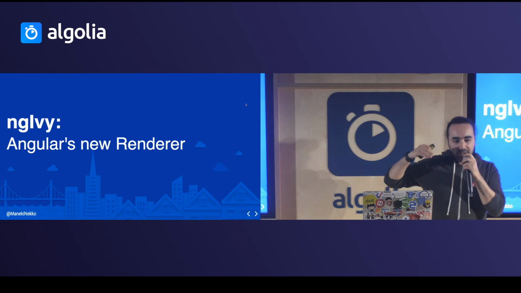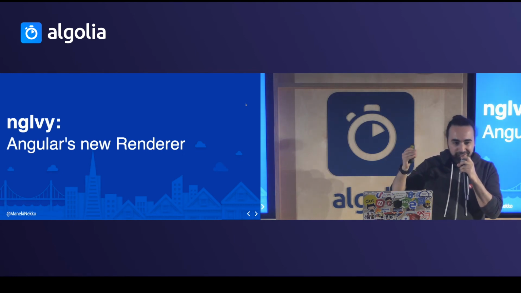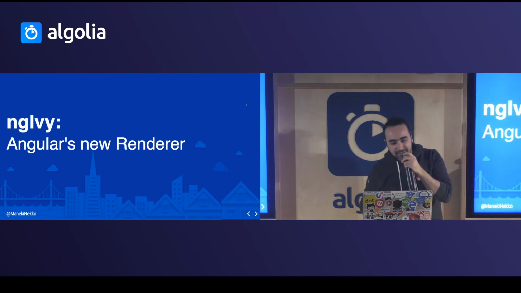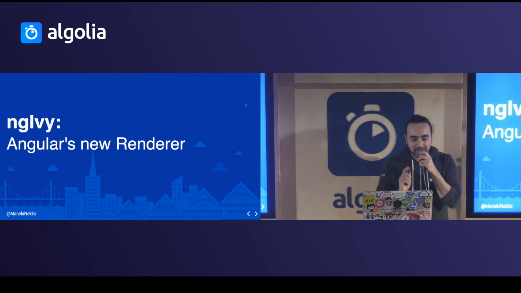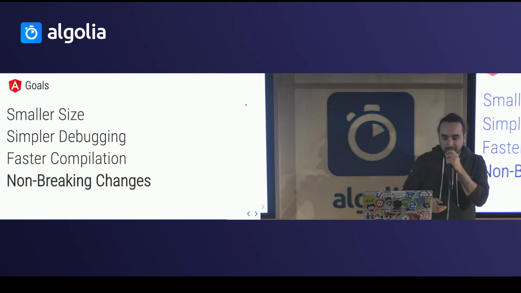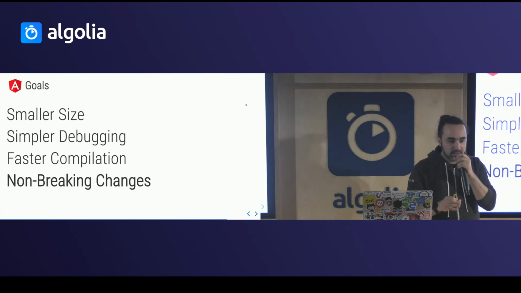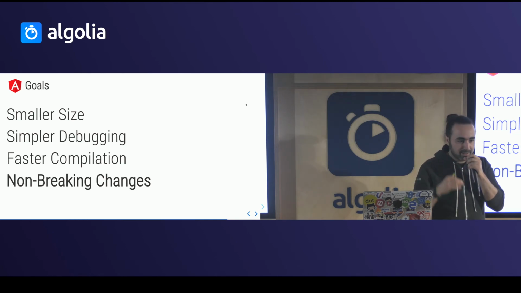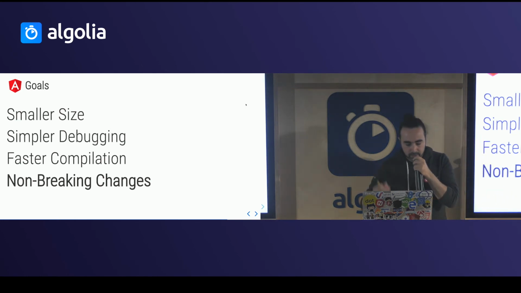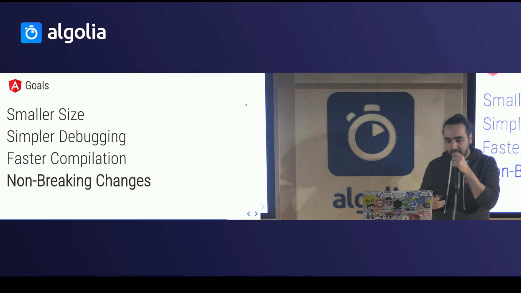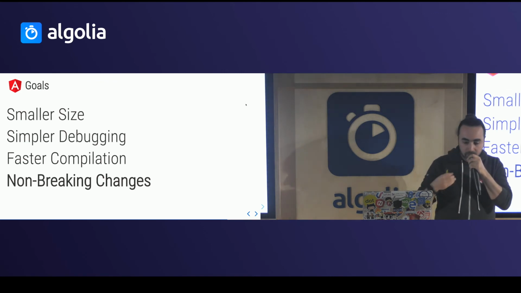Who can tell me how many renderers the Angular team has written? How many versions, actually? 2? Yeah. 2.5, actually. So this is the new upcoming renderer for Angular. So we should expect a smaller size in our applications, simpler debugging stacks in your Chrome web browser console, and also faster compilation. And what's really the most important part for me is non-breaking changes. This would be non-breaking for us.